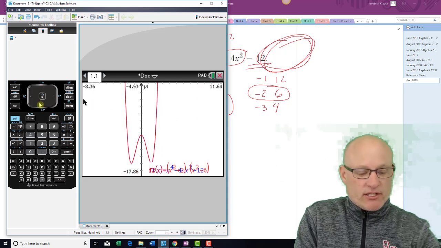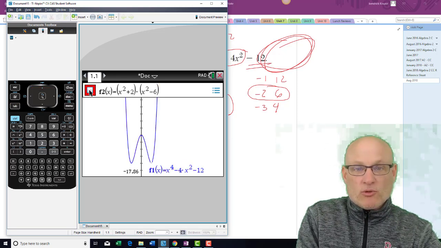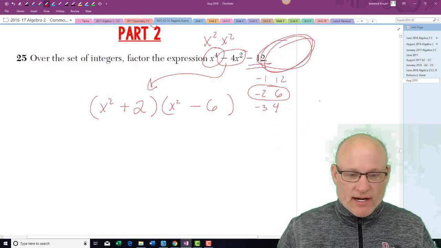Look at it. You can either hit tab. You can always do this. Press tab, hit the up arrow. Red one, blue one. Red one, blue one. See how they land on top of each other? That means you got it right. All right. Let's move on to number 2.